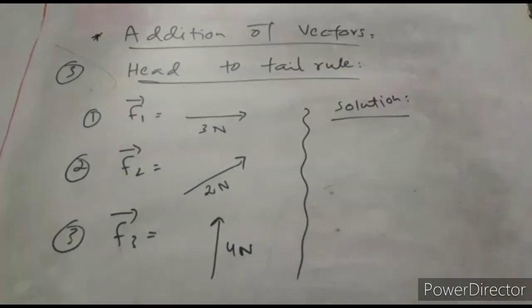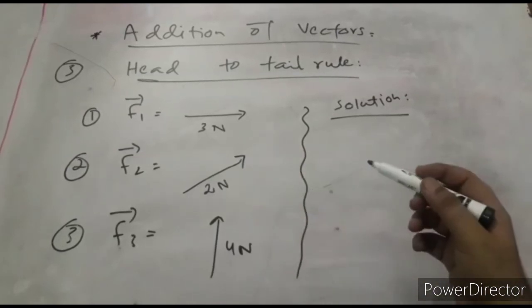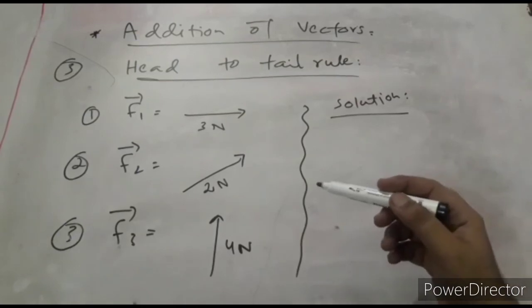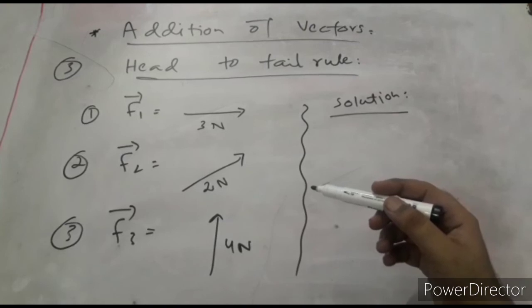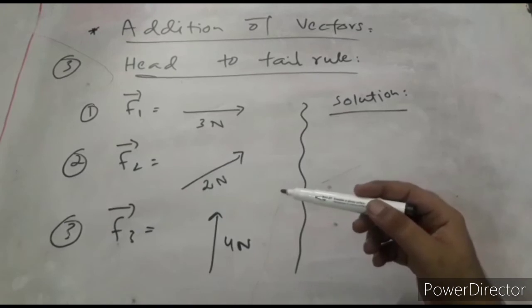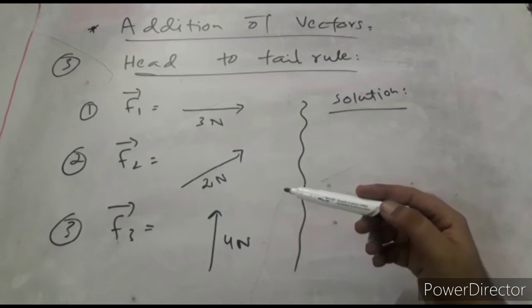So students, here we will see how to apply the head to tail rule for the addition of these 3 vectors. We can have more than 3 vectors as well in such a question where the vectors are in random directions, neither in parallel nor in perpendicular directions. Okay, so when we have random directions of vectors, we use the head to tail rule. And how will we add these vectors? First of all, let's take the first vector.